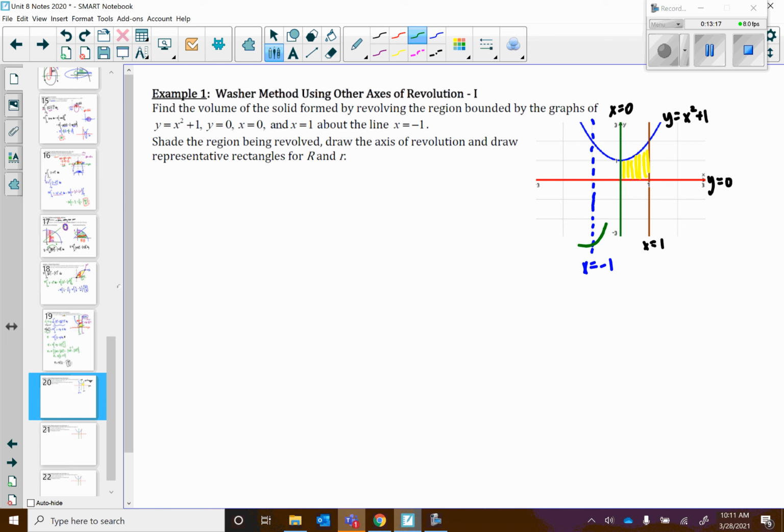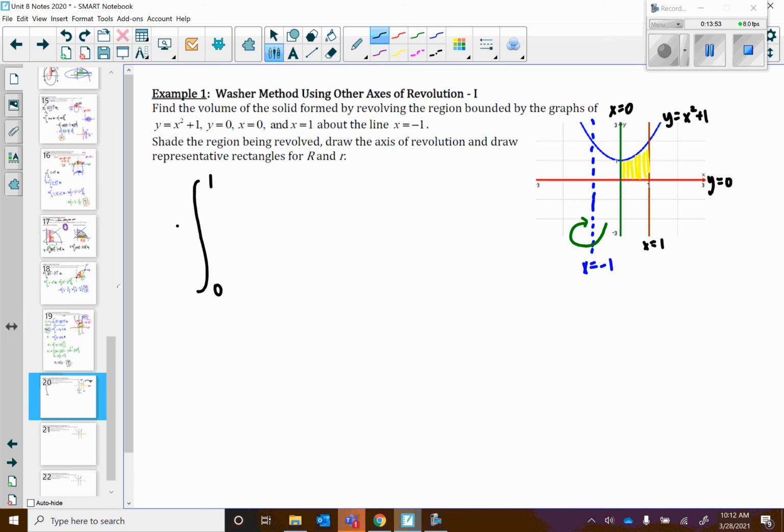We are rotating this around this line right here. Shade the region being revolved, draw the axis of revolution, okay, we did those 2 things, and draw representative rectangles for big radius and little radius. So it's the same issue we came across last time where we need to do 2 different integrals because this first part from 0 to 1 only deals with this right here, and then the second piece from 1 to 2 also has the parabola involved. So let's just consider this first part, the integral from 0 to 1.